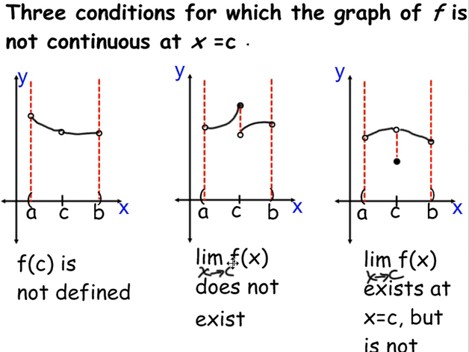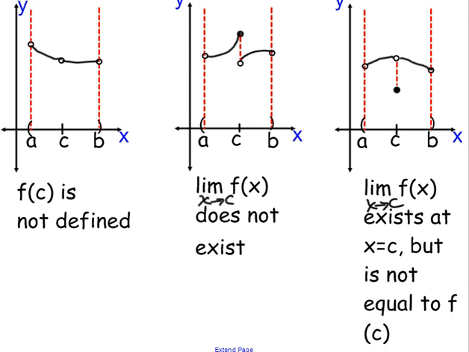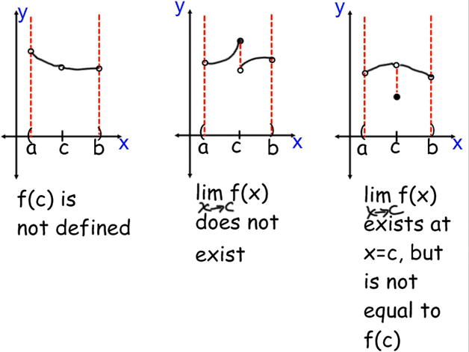If the limit of f of x as x approaches c does not exist, that will cause a discontinuity also. That can look something like this. And then if the limit of f of x as x approaches c exists, but the limit is not equal to f of c, that can cause a discontinuity.